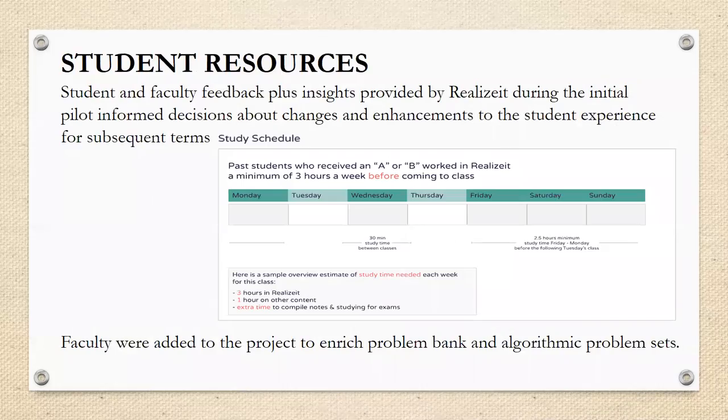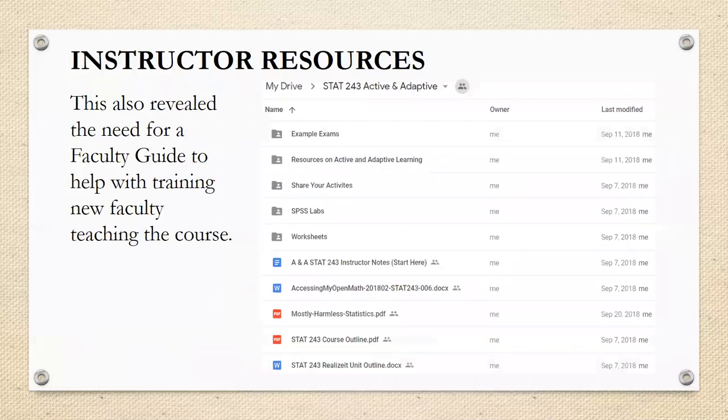From what we've been doing, the student resources were needed. We took previous terms and we looked at how can we put resources out for students. For once, we actually had a common learning management system, D2L shell, that we copied to each course so students get the same feel. We created study plans for students. Faculty were added to enrich the problem bank so we had more problems. And then this also revealed that we really needed a faculty guide. So how can you actually implement this with faculty?